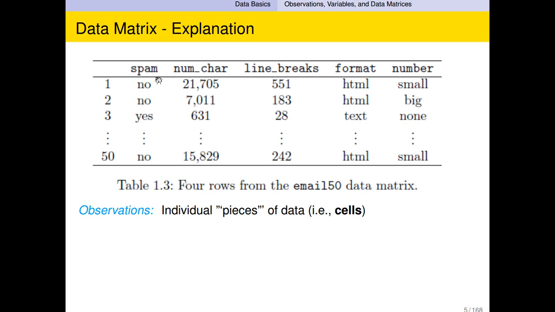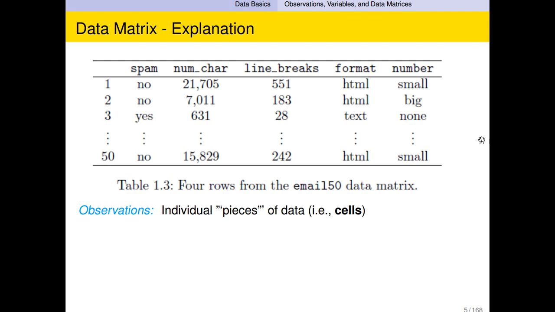It means that subject number 1 or email number 1 was not spam. By the way, this data matrix is taken from a data set that you can get in R with the OpenIntro package called email50, which has 50 emails. They just kind of took 50 emails and observed these 5 characteristics. So number 1, this observation, email number 1 was not spam. There you go. This observation over here, 28. That observation tells us that email number 3 had 28 line breaks in it.